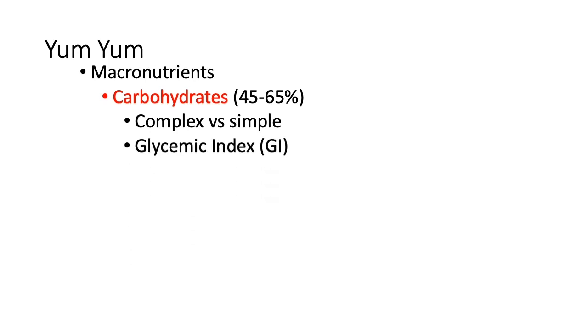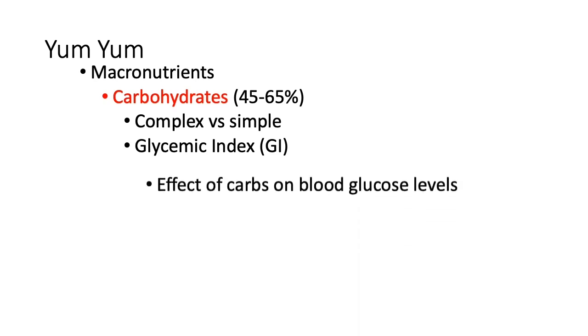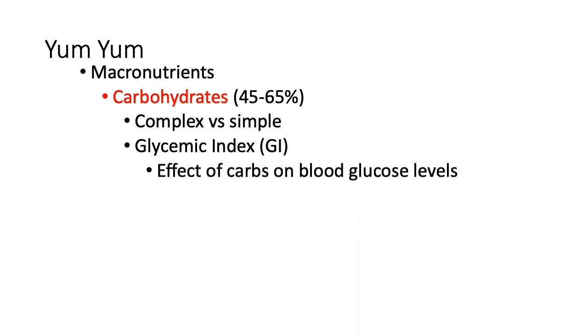The glycemic index of a carbohydrate tells an individual how quickly that carbohydrate will be digested in the small intestine and absorbed into the blood. In other words, what its effect will be on your blood glucose levels. The higher the glycemic index, the faster your blood glucose levels will rise.